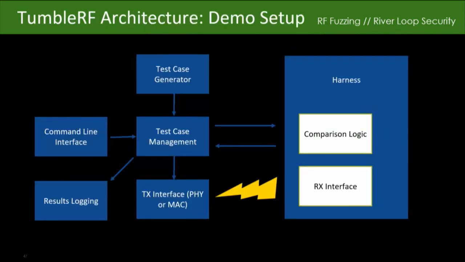So when we talk about our architecture here, the three dev boards on top are going to be tied into the framework via an RX interface within the harness. And then the TX interface injecting into these devices is going to be the USRP software-defined radio. All we had to do was extend the test case generator to enumerate the preambles. And that's all that we had to do on the TumbleRF side to get this ready to go.